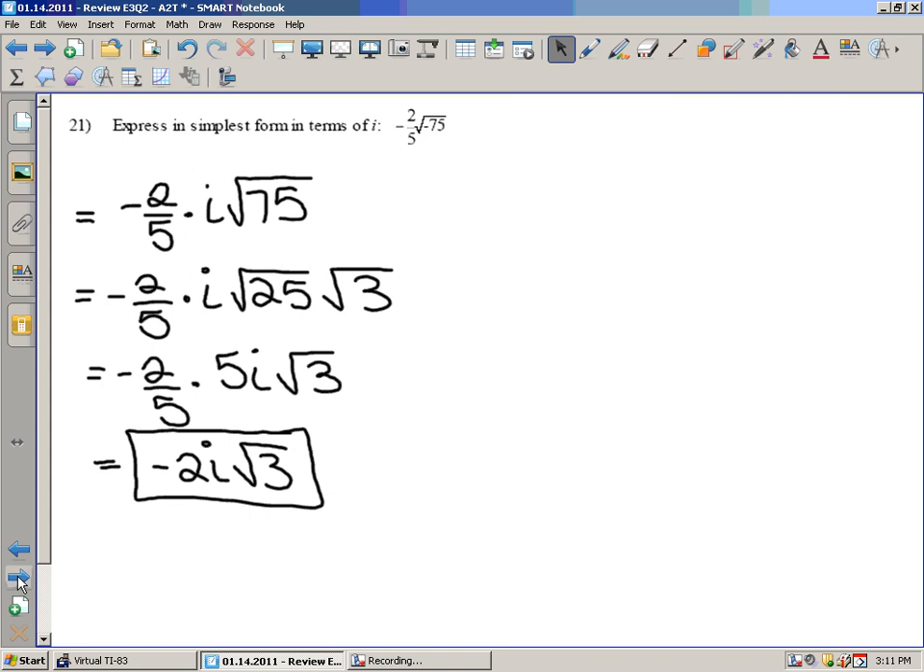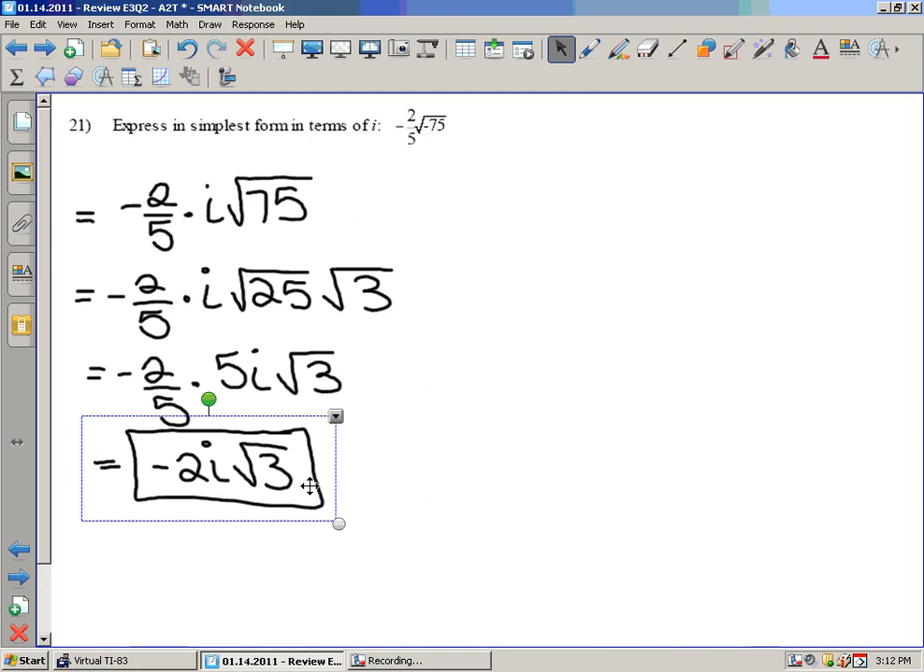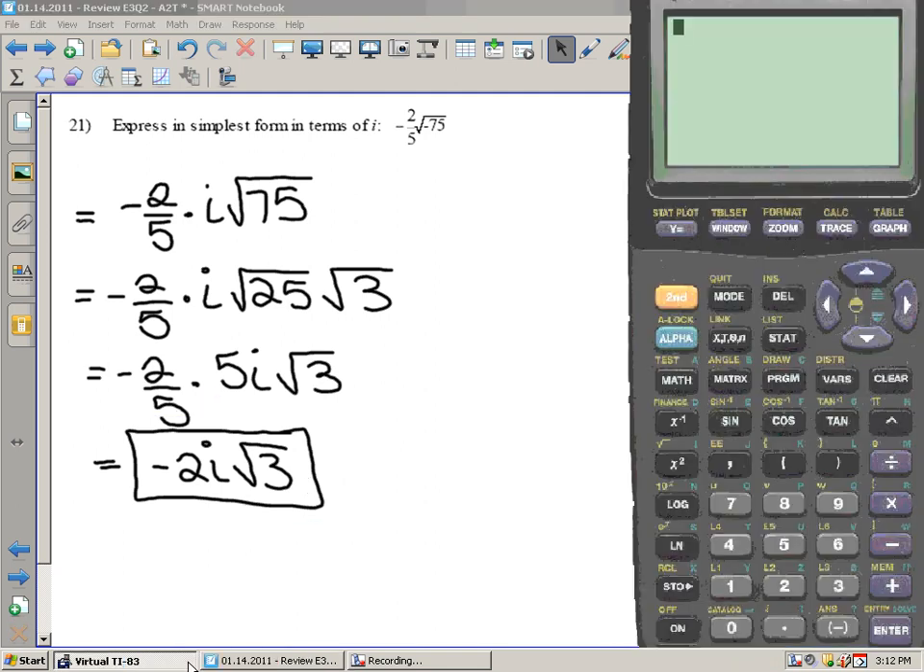Express in simplest form in terms of i. You know, there is no way to do this in the calculator because, number 1, it's a short answer question. And number 2, the answer to it is an irrational number because of this radical 3. Let me show you what I mean. If you actually tried to plug this into your calculator, you'd get the following answer.